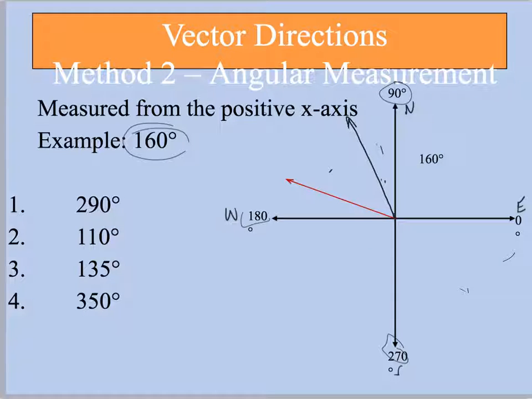So we could say 110 degrees, or we could say this angle here, which is what? Well, what's 110 minus 90? That's 20 degrees. And that's west of north. Or we could use this angle here. What's 90 minus 20? 70 degrees. North of west. So 70 degrees north of west, 20 degrees west of north, or 110 degrees. Either way is acceptable.